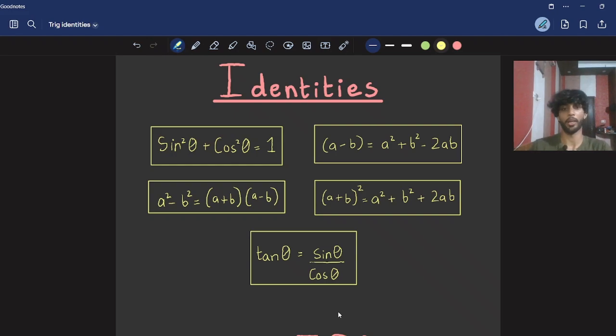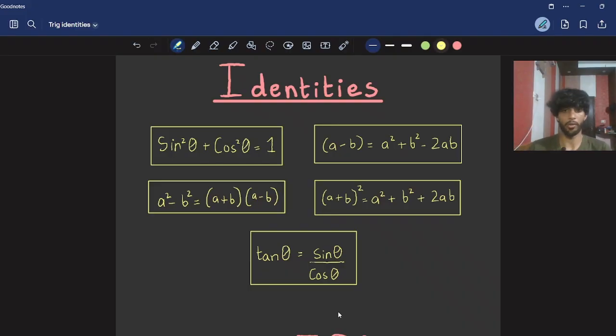Today we're going to be talking about AS trig identities, and this is one part of the syllabus that messes up a lot of students. It messed me up as well when I was doing my AS level papers. The thing about this is you just need to know a few identities and a few steps that you apply to every question, and you will get it right.